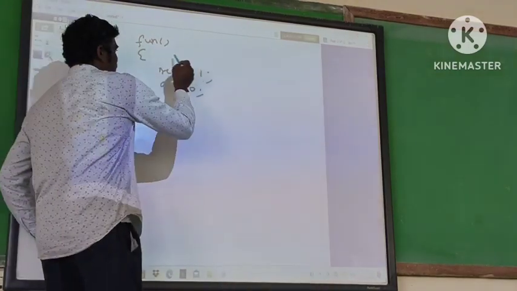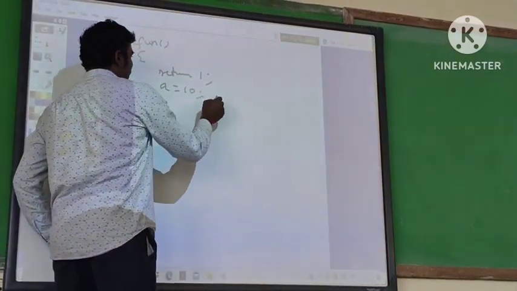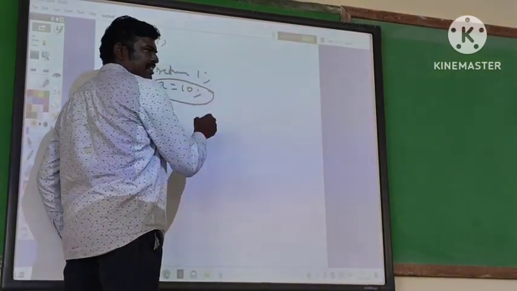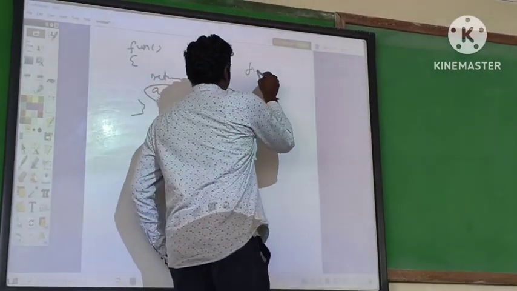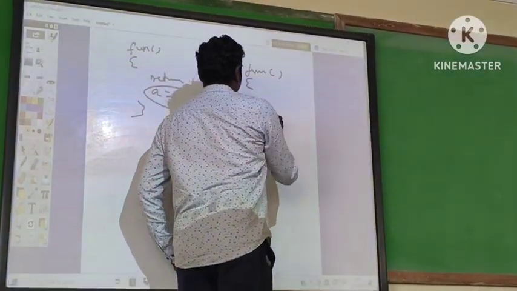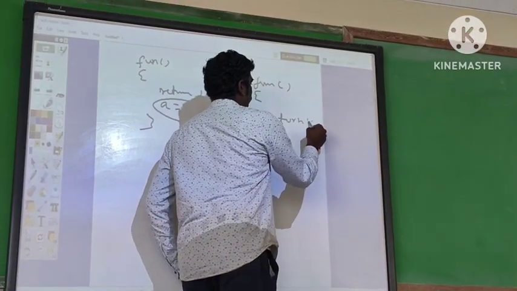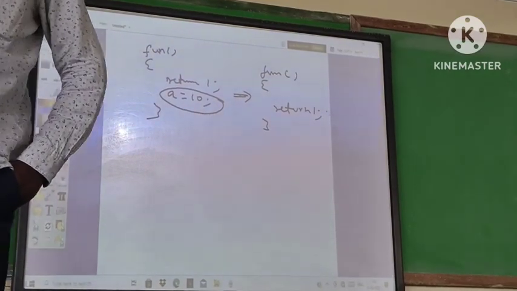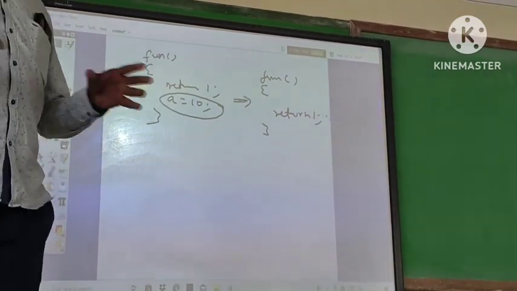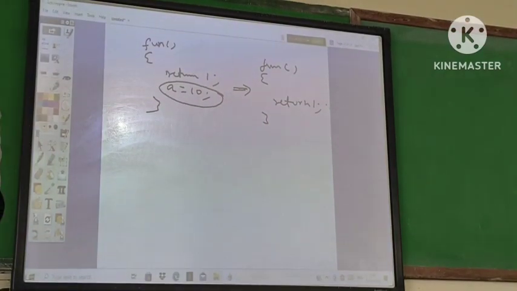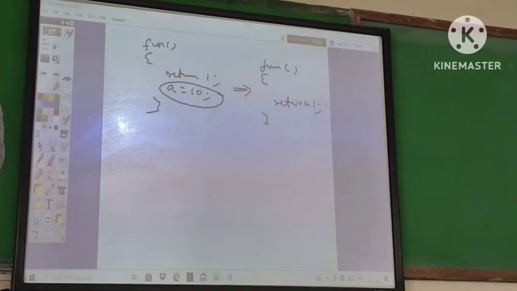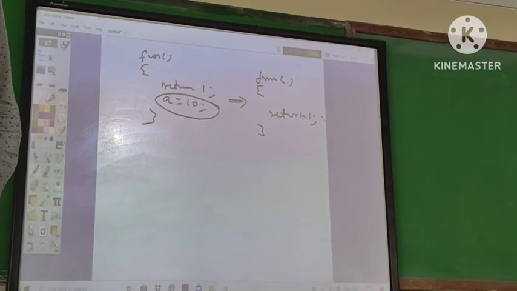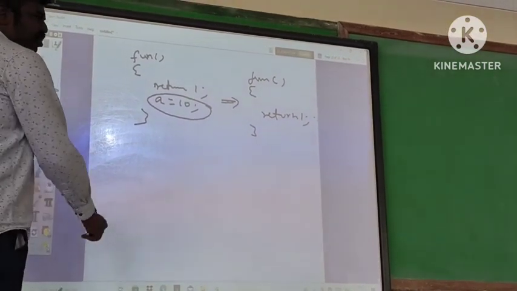Exactly. Once the function returns, the statement after it does not carry any sense. This will never get executed, isn't it? So this has to be changed to fun: return 1. That's all. Eliminate that. Writing code which does not execute at all is an inefficient process. Are you able to understand? Such kind of code should not be there. So this is called unreachable code elimination.